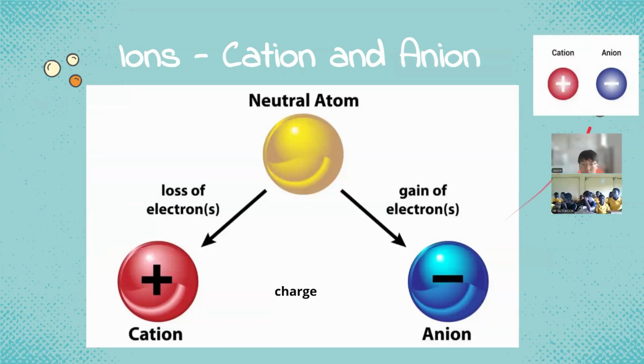And finally, let's talk about the types of ions. Like I've said, positive means losing electrons. If it has a negative charge, it means the gain of electrons. Positive ions are called cations, and negative ions are called anions. So those are just the names of the ions.